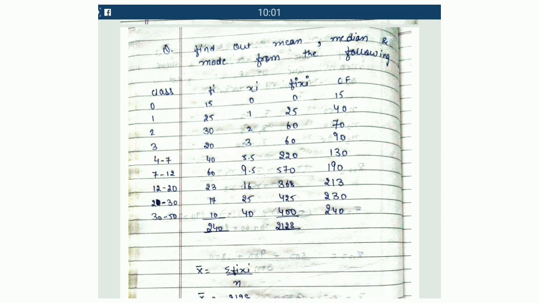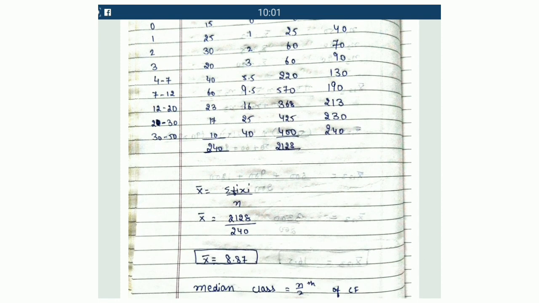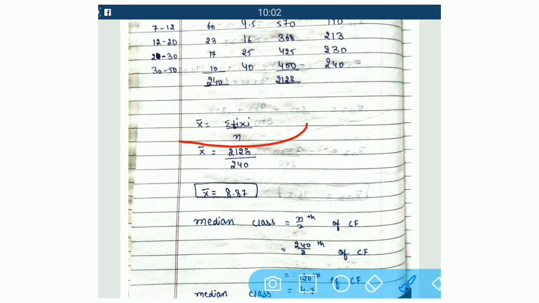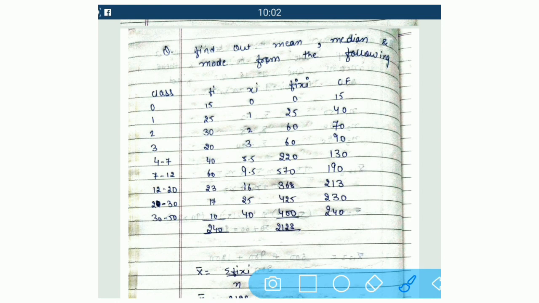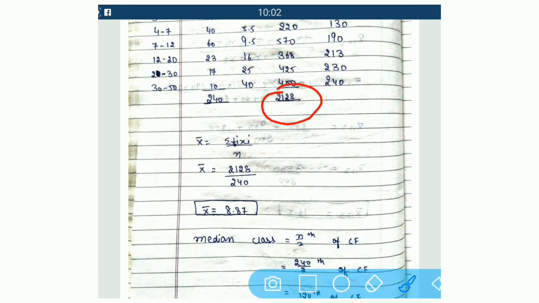After defining your x, put the formula first. Now, the formula of mean is what? That is sigma fi xi divided by n. In the last video also, I have mentioned that you can use this formula when you are going with the classes. So, our next requirement according to this formula is to prepare the next column of fi into xi, that is f multiplied by x. Now you all know very well how to multiply this, so not repeating it again. Then just do the total of this fi into xi. After doing the total, put these two values into the formula: 2128 divided by 240. So our x bar is 8.87.